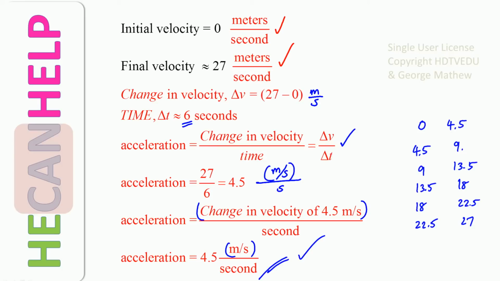At the end of 1 second, 4.5. At the end of 2 seconds, 9 meters per second. At the end of 3 seconds, 13.5. At the end of 4 seconds, 18. At the end of 5 seconds, 22.5. At the end of 6 seconds, it is 27. This is assuming that you have uniform acceleration.